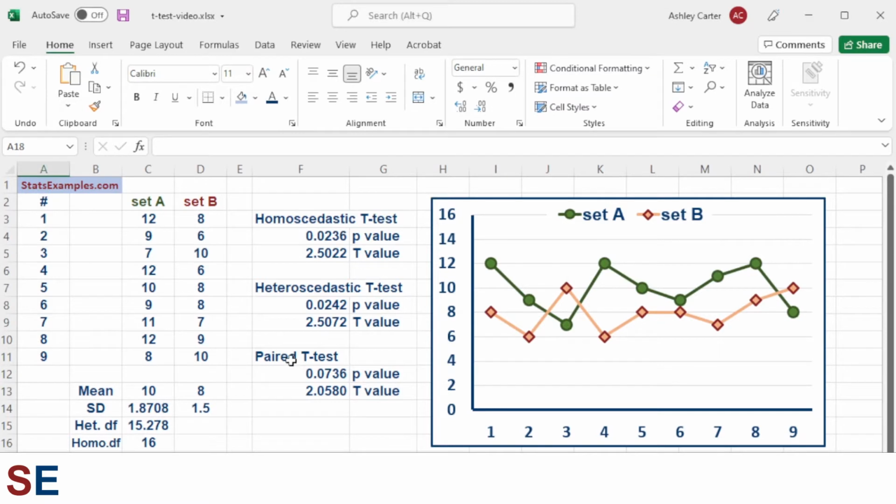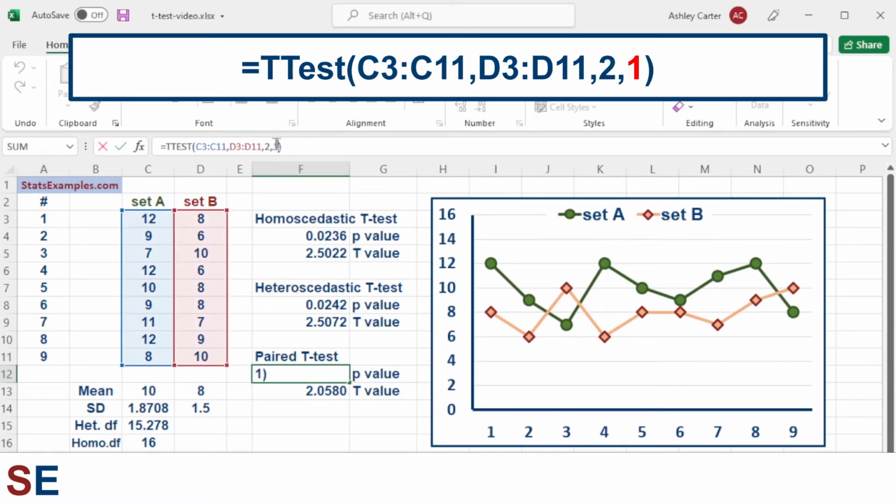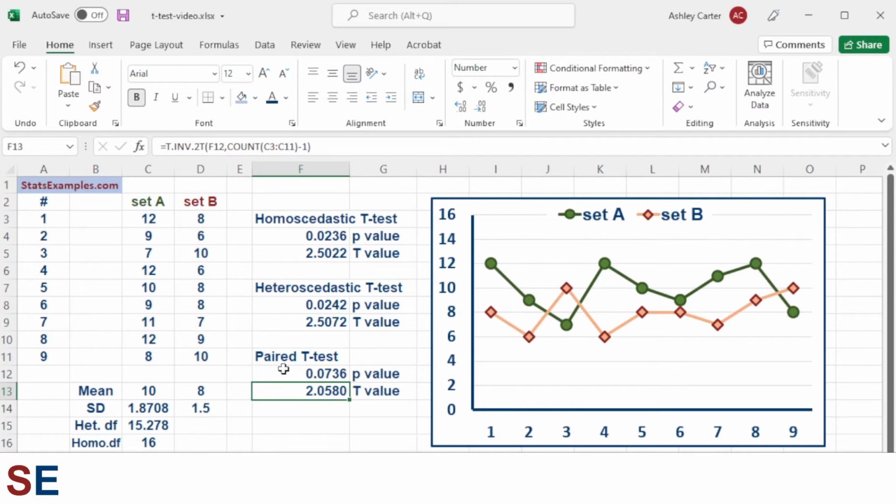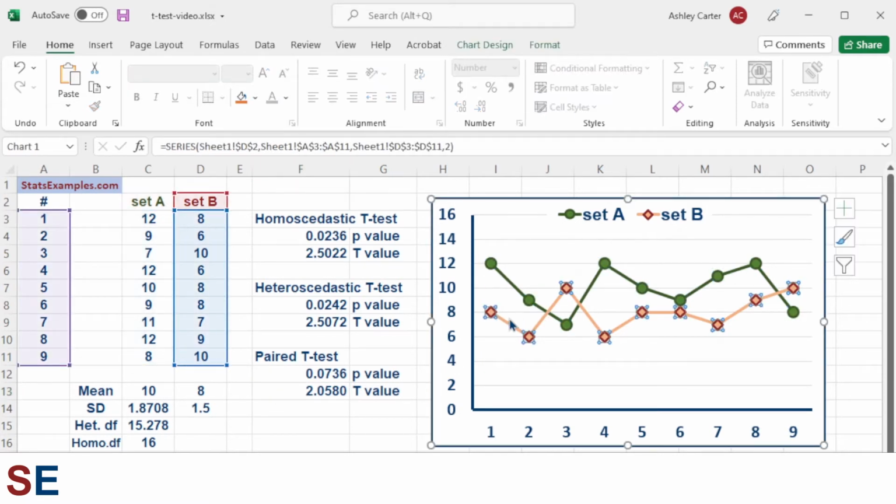Moving on now to our paired t-test, we have, again, a very similar equation, the difference being the 1 at the end here to tell Excel to do a paired test instead of an unpaired test. The p-value is 0.0736, so in this case, we can see that the differences in these sample means would not be significant, and that's because although there's a difference in the means and standard deviation, the pattern of differences is not consistent when you pair up the values.